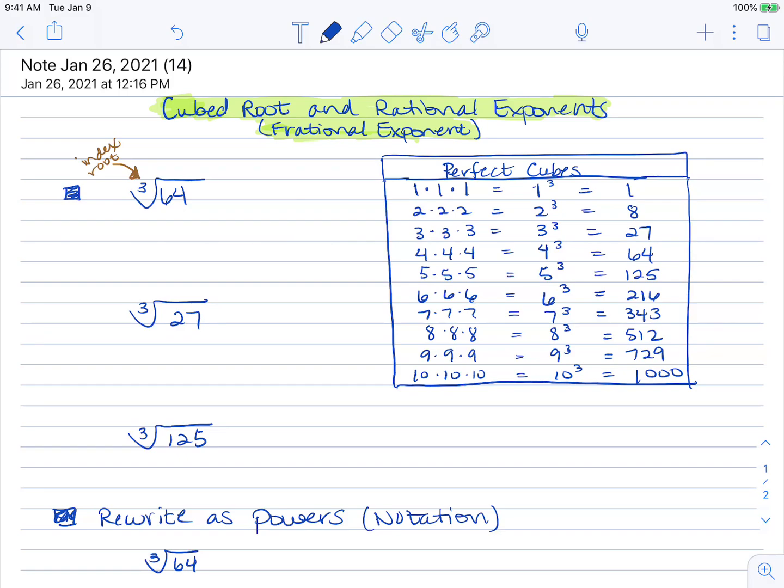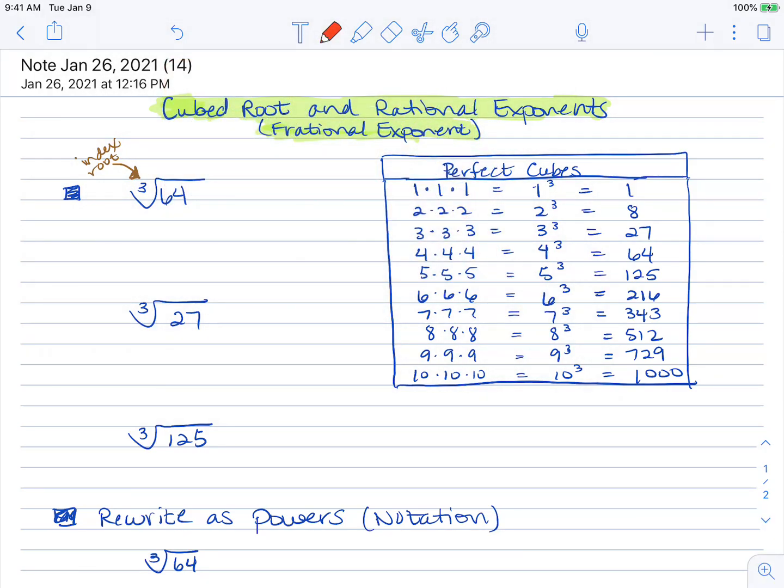Okay, we're going to talk about cube roots and rational exponents, and another way to say rational exponents is fractional exponents. A cube root means that the index or the root is 3. In this case, it should be written down for you. If it's squared, it's not.